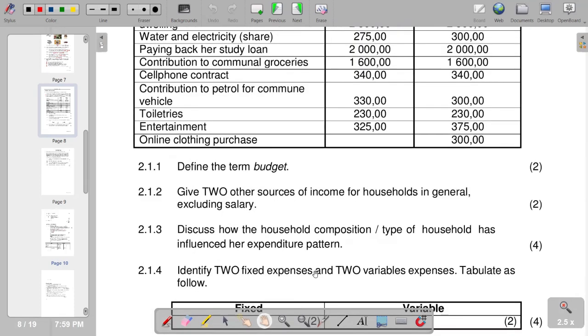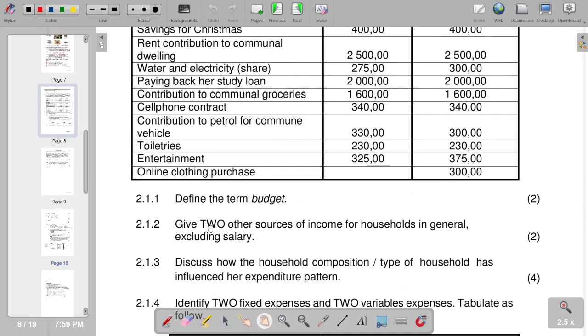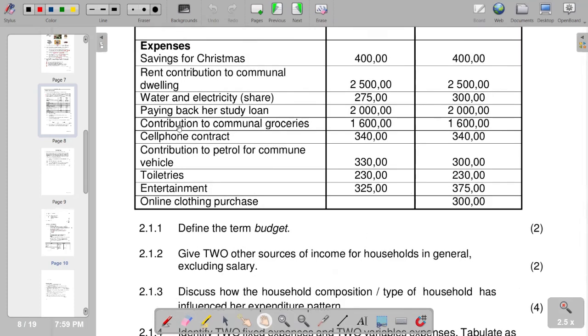Identify 2 fixed expenses and 2 variable expenses. Tabulate as follows. So you're supposed to tabulate this. Remember, fixed expenses are expenses that do not change from time to time. They remain the same. In other words, you pay the same amount each and every time. So we check, according to our expenses, which ones can be fixed.